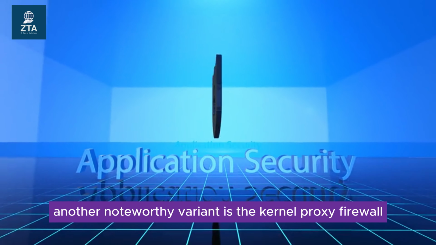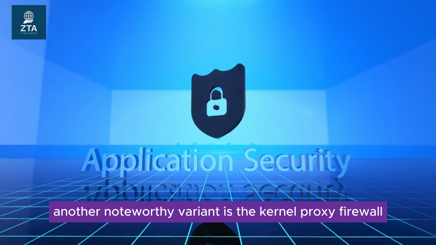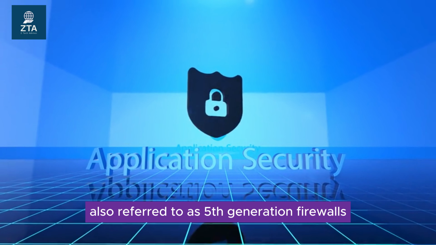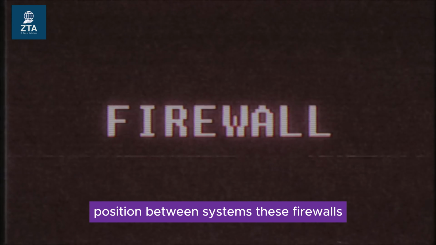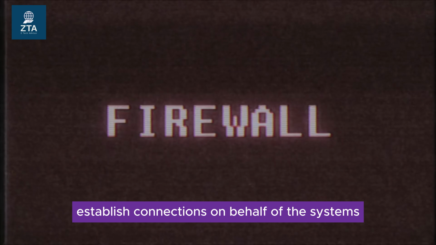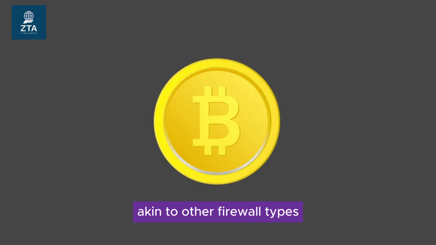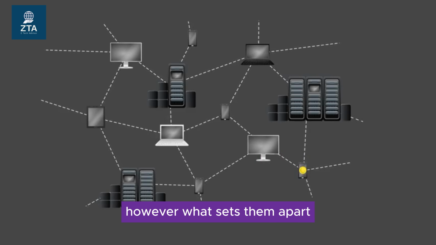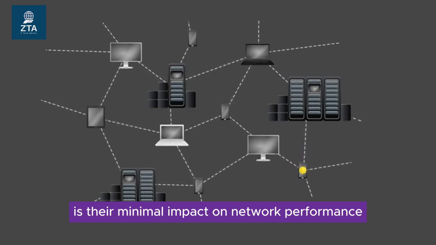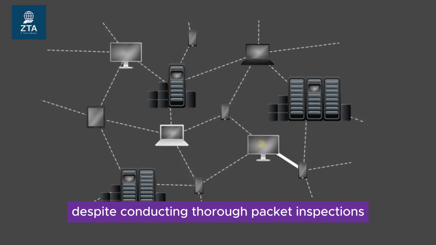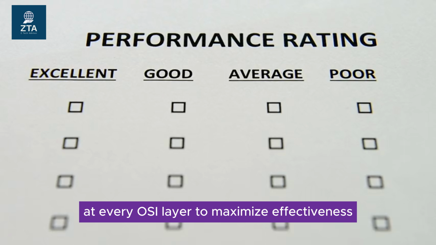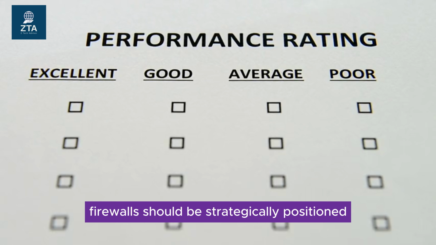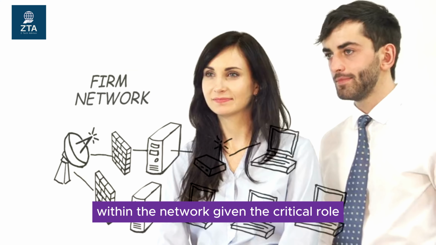Another noteworthy variant is the kernel proxy firewall, also referred to as fifth-generation firewalls. Positioned between systems, these firewalls establish connections on behalf of the systems, akin to other firewall types. However, what sets them apart is their minimal impact on network performance despite conducting thorough packet inspections at every OSI layer. To maximize effectiveness, kernel proxy firewalls should be strategically positioned near the systems they protect within the network.